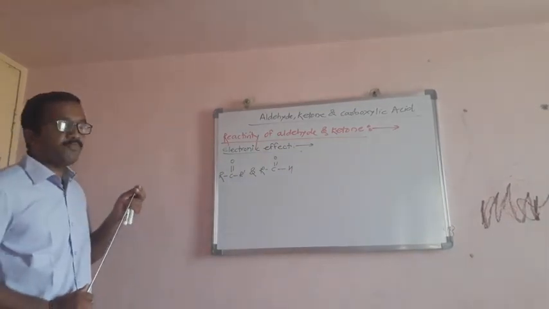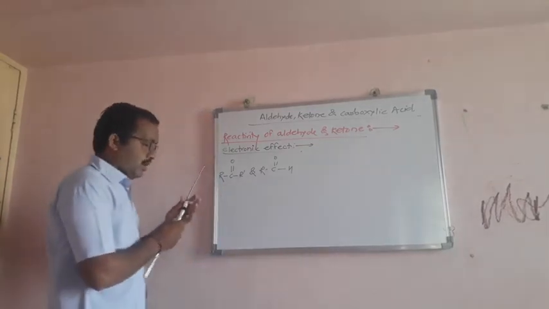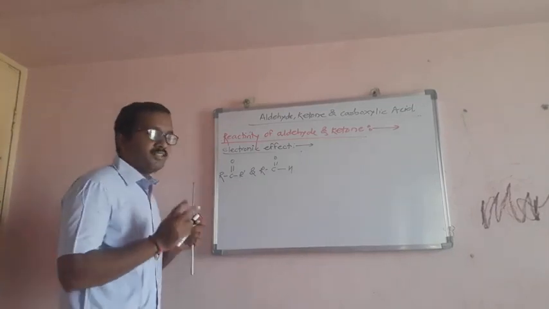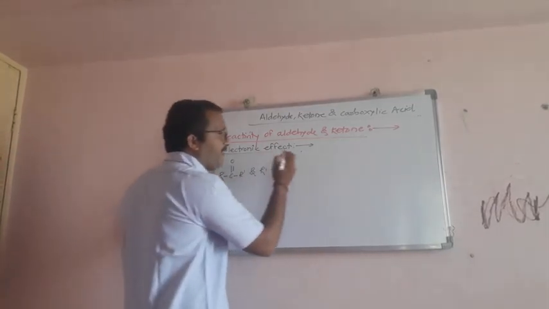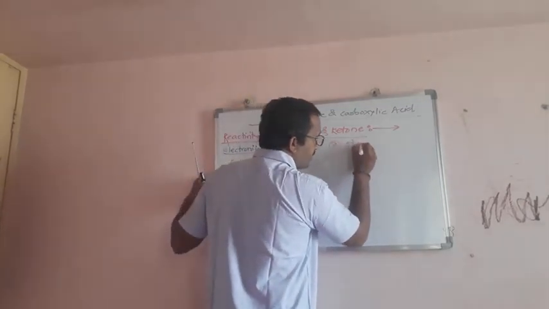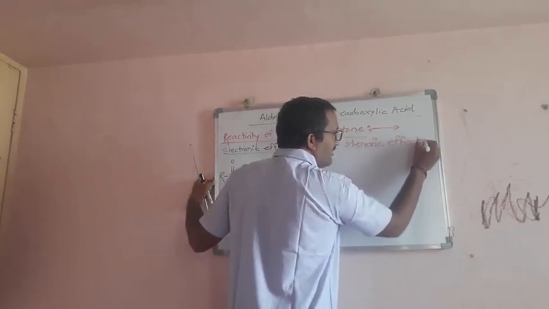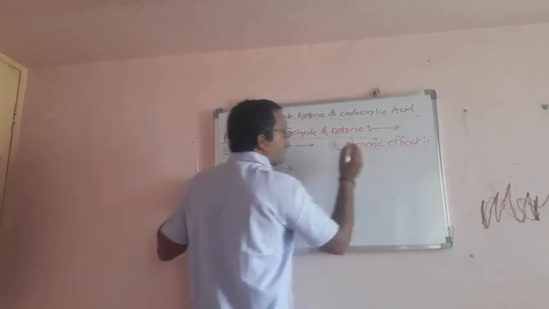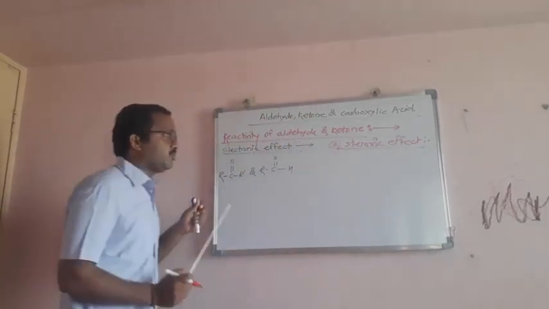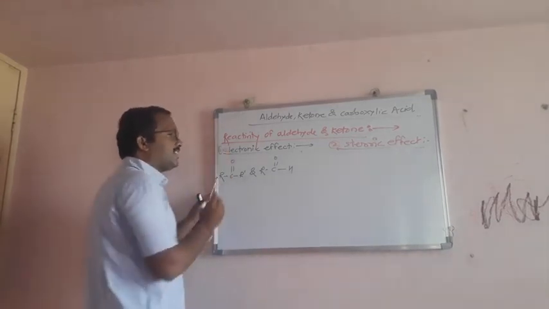The reactivity of aldehydes and ketones is explained by two terms: the first one is the electronic effect and the second one is the steric effect. Both these terms affect the reactivity of the aldehydes and ketones. First of all, we are going to discuss the electronic effect.